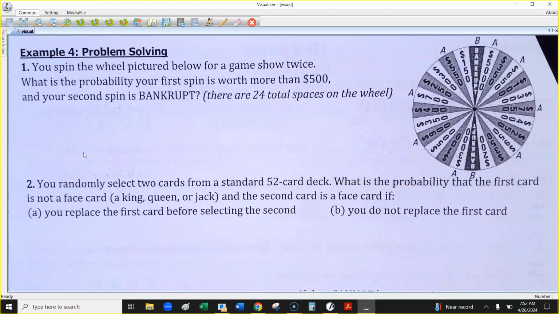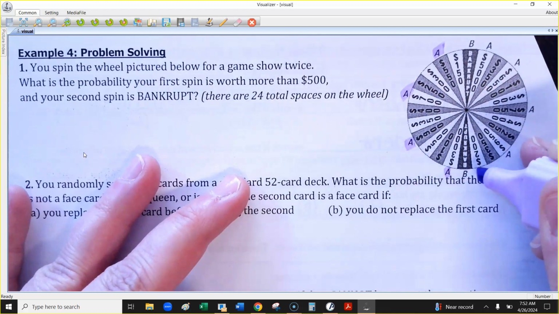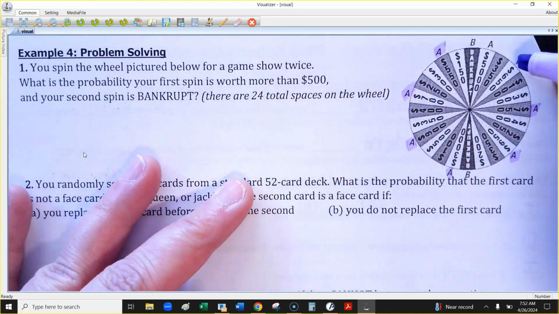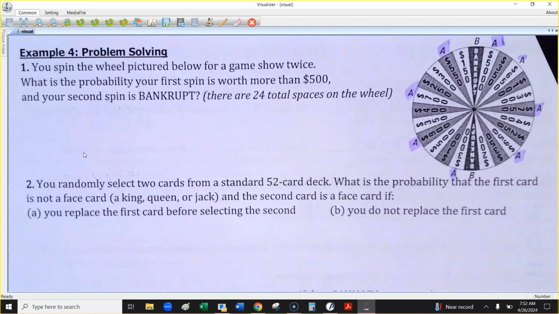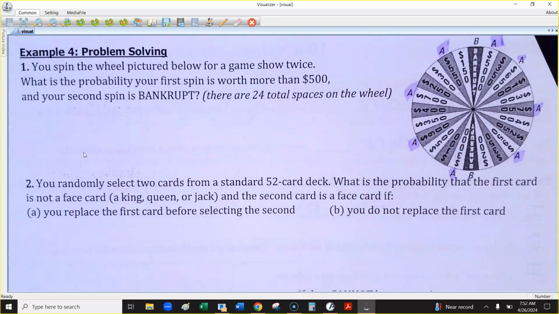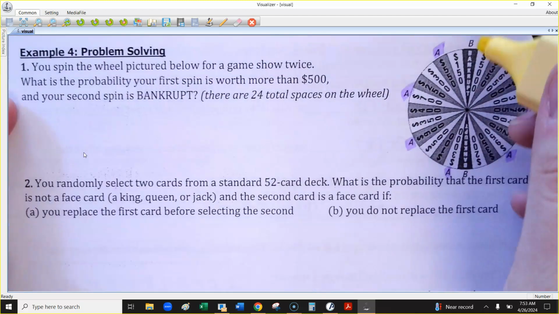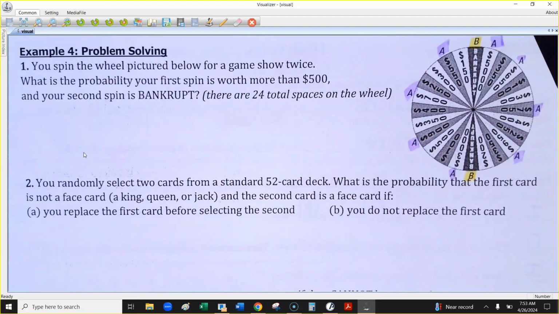So just literally to save us some time, and this is kind of tiny, but everywhere you see a little A, that is a spot on the wheel that's monetary value is more than $500. So I just went around the little thing and identified those. So there are, let's see, there's 8 of them. Okay, so what's the probability I land on one of those on my first attempt, and then on my second attempt, I land on the bankrupt, which that's what I put the little B next to the 2 spaces that say bankrupt. And it says there are 24 total spaces on the wheel here. They're all evenly spaced and everything.